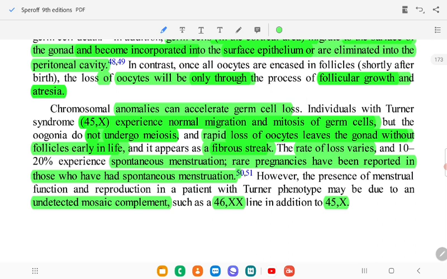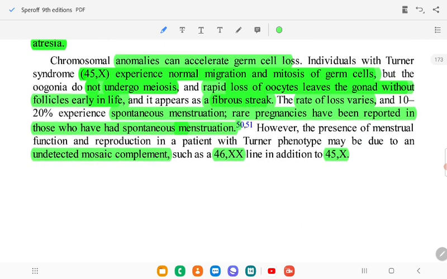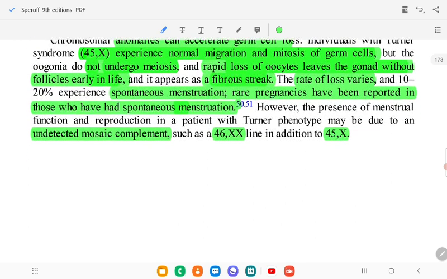Okay. The rate of loss varies. Ten to twenty percent experience spontaneous menstruation, and rare pregnancies have also been reported. However, the presence of menstrual function in these patients may be due to an undetected mosaic pattern, with a 46,XX line in addition to 45,X. Those cases have a 20% chance of spontaneous menstruation, and that can lead to spontaneous pregnancy.